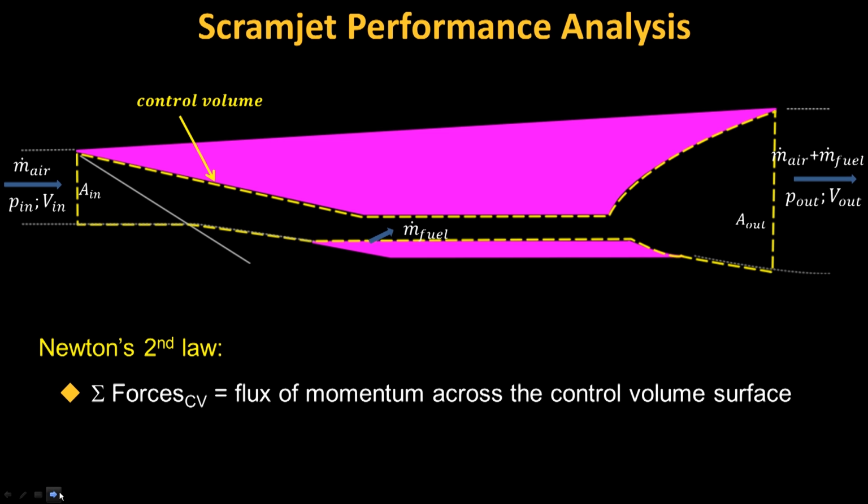Similarly, we need the properties of the combustion products as they exit the control volume. So the pressure of the combustion products is P out, the velocity of those products is V out, and then the area of the plume is A out. And all these extra parameters we've introduced will come into our equations for calculating thrust.